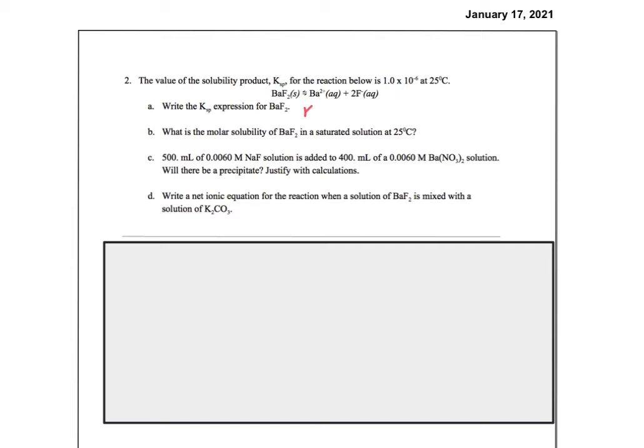So for K, we always do our products divided by our reactants. So here's my first product, Ba2+. Here's my second product, so times the concentration of F minus, and that guy's going to be squared because there's 2. Now I would normally do divided by the reactants, but remember, no sneaky solids allowed, so that is my KSP expression right there.